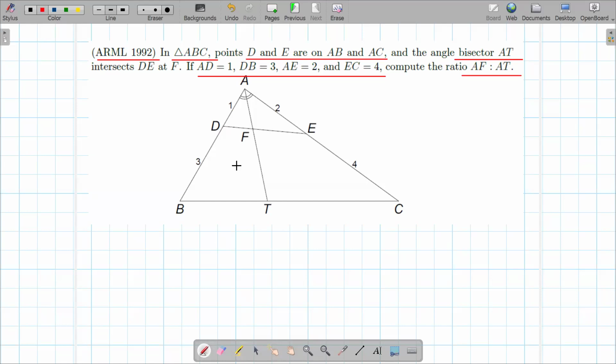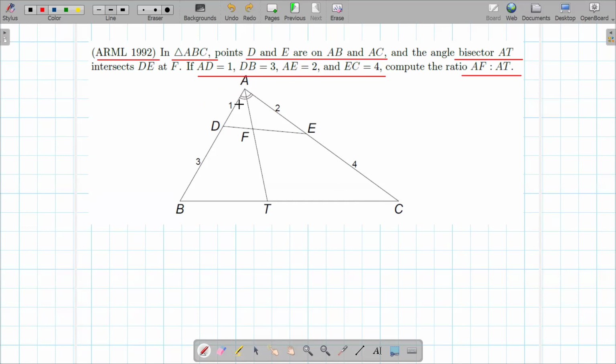Well, what are they trying to compute here? Well, this is AF over AT, no? Well, there's nothing obvious that would relate these two lengths. As you can see, even on the diagram, DE is not parallel to BC. And the problem is not that they don't look parallel. They are not parallel, no? Because if they were parallel, AD over AB would have to be equal to AE over AC. And it's easy for you to see that that's not happening. So how do we figure out this ratio?